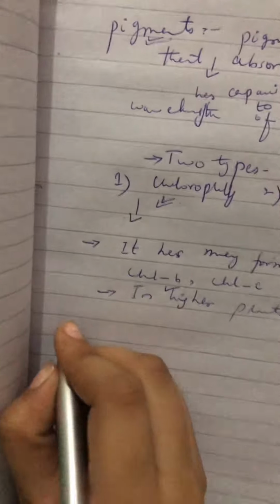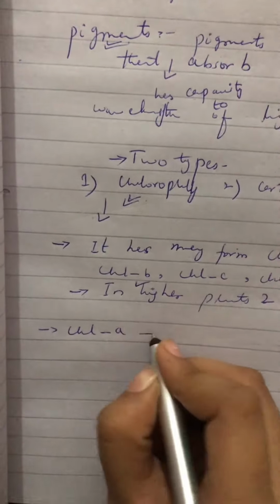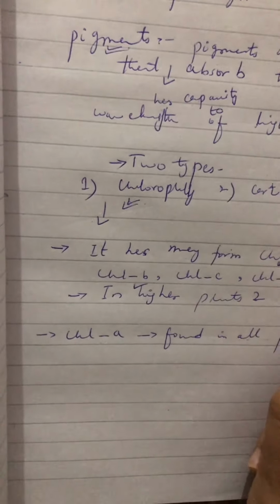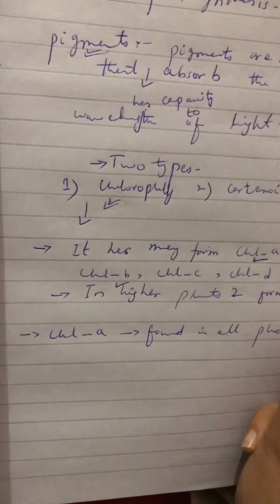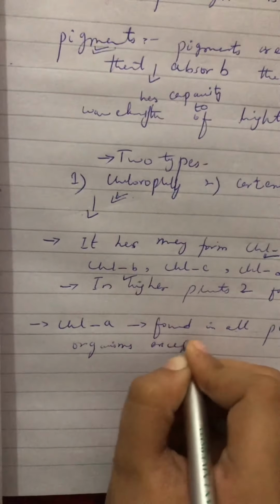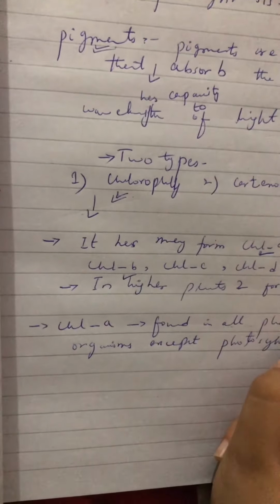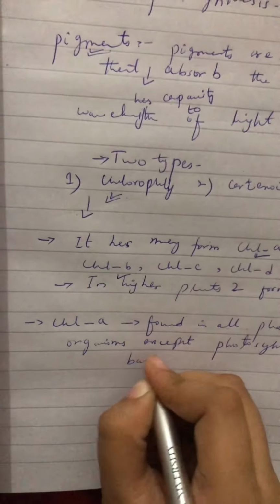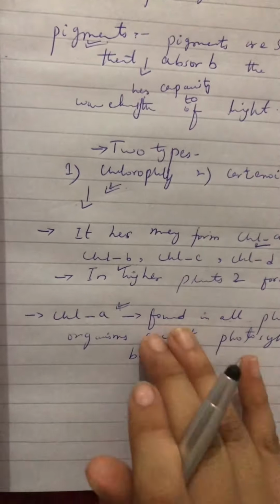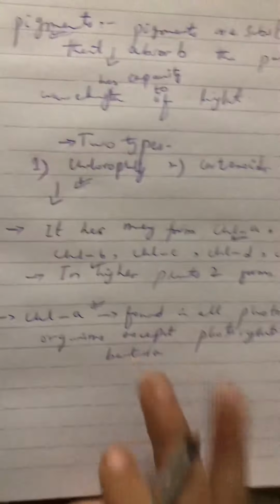First, if we talk about chlorophyll A, it is found in all photosynthetic organisms except photosynthetic bacteria. Chlorophyll A is not present in photosynthetic bacteria.